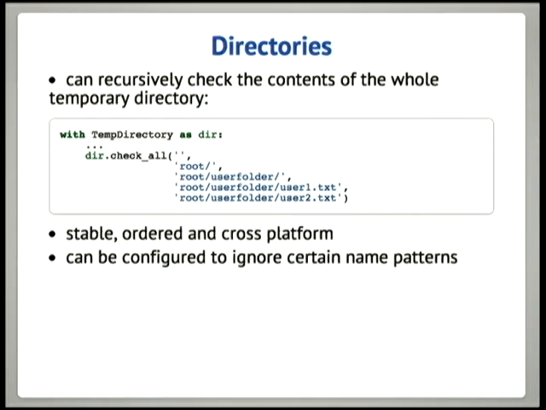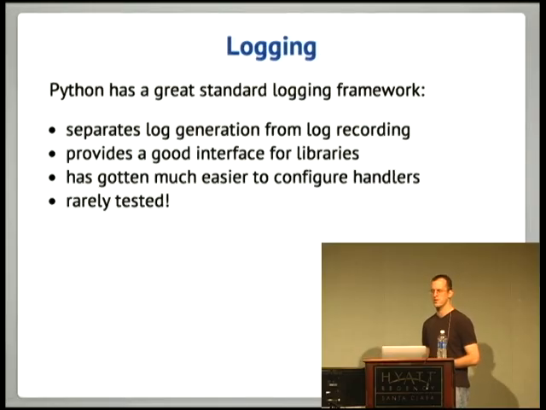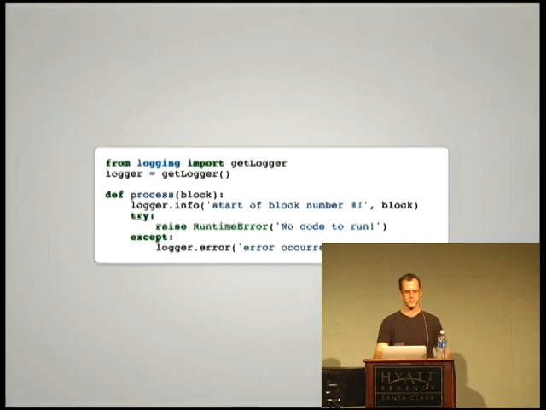And you can configure temp directories to ignore certain names, like, for example, .svn directories is quite a handy one. Okay, the other big one, which people don't tend to test, as I said, because it's too hard. Python has a great logging framework. It abstracts away where your log entries go from where you generate them. But you most often want to check that your generation is done correctly.